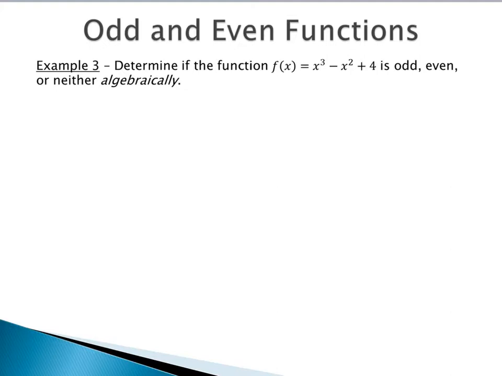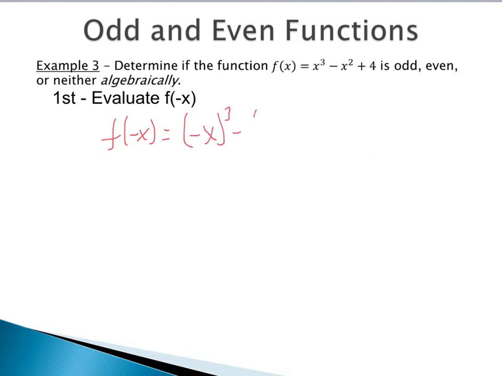So first, we want to evaluate f of negative x. So we would have f of negative x, just substituting in negative x into the function. We have negative x to the third minus negative x squared plus 4. So this is where it's important to understand how we evaluate negative x to the third and negative x to the second.